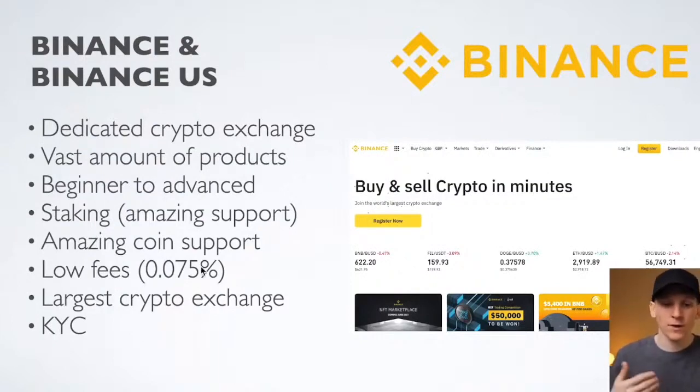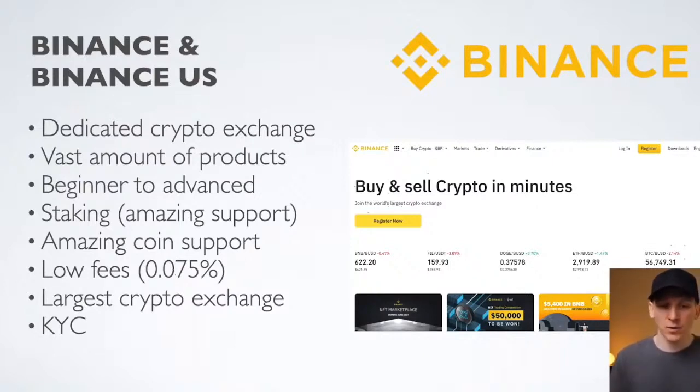I would recommend every crypto trader to have Binance. They're just simply the biggest and baddest crypto exchange. They have a vast amount of products. You have trading, you have a decentralized exchange, you have derivatives on here as well. Pretty much everything that you could ever want, Binance has. It has amazing staking support as well for coins. It has amazing coin support. It has the lowest fees I've seen at 0.075.